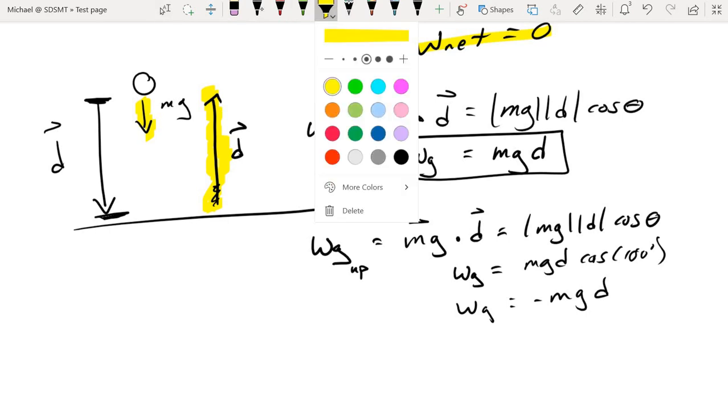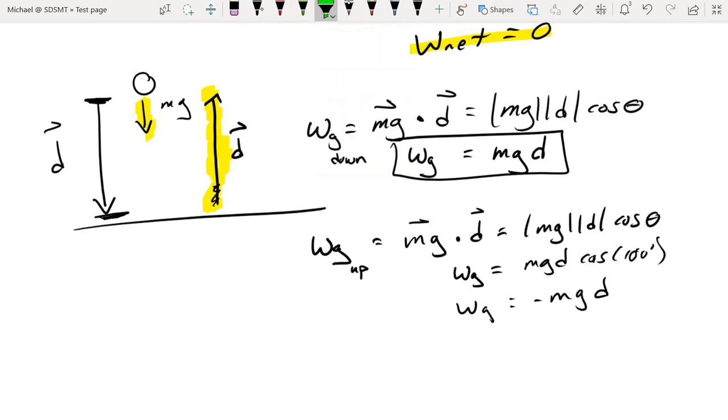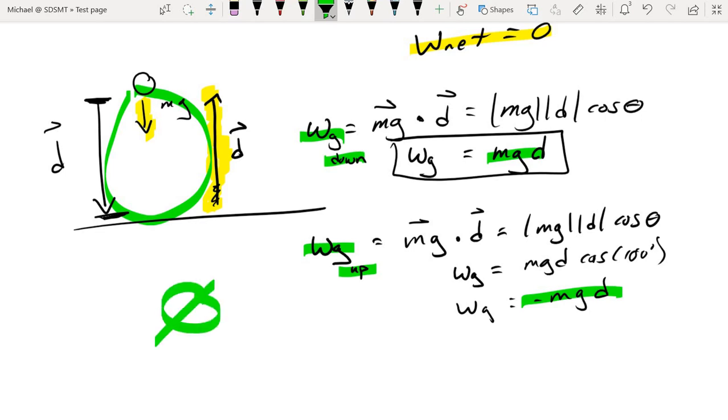So now we have accomplished our closed path. We allowed the ball to fall down, we brought it back up, so our total displacement is 0. That is the definition of closed path. But then when we go to add up the work done, we have a positive mgd and a negative mgd. We add that up and we get a net work of 0. So it looks like gravity is also a conservative force.